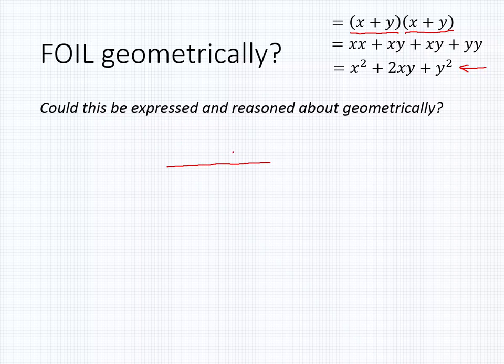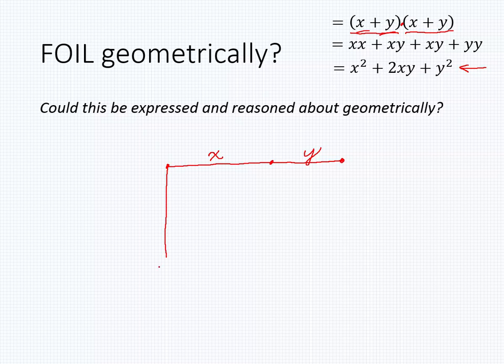First, you would have a line segment that represents the distance or the value x. Then you would add to it a value y. So that would be another line segment directly adjacent to it of length y. So now this total length is the length x plus y. Well, what if we wanted to multiply x plus y times x plus y?